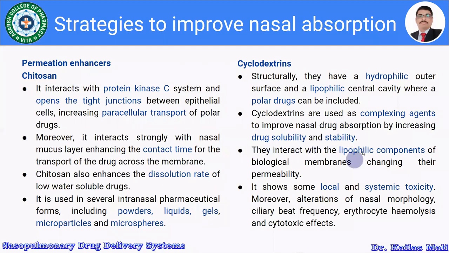They interact with the lipophilic components of the biological membrane and change their permeability. So this is a mechanism by which cyclodextrins act as permeation enhancers. It shows some local as well as systemic toxicity. Moreover, alterations of the nasal morphology, ciliary beat frequency, erythrocyte hemolysis, and cytotoxic effects. So this is about the cyclodextrin.